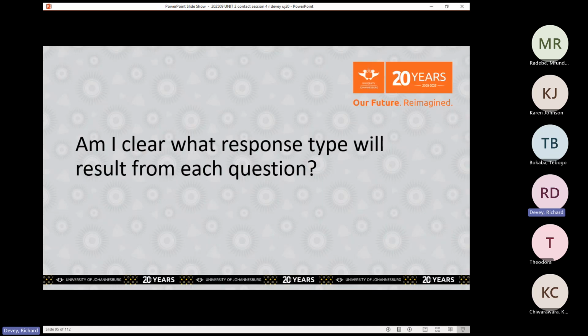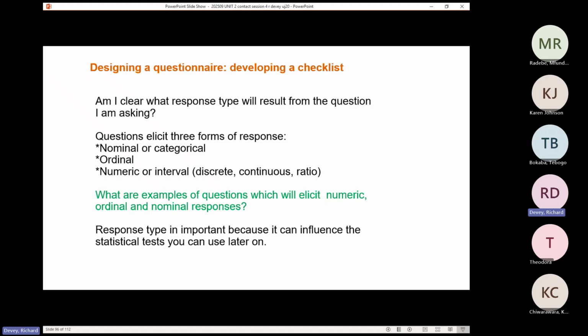And then this is the most important part: what kind of response type will you get from each question, because this links into statistical analysis. So when we ask questions, I'm not going to ask you to answer the questions because we're running out of time a bit.